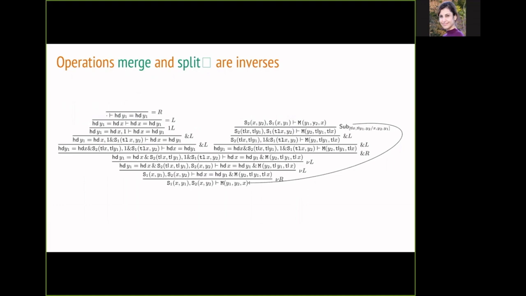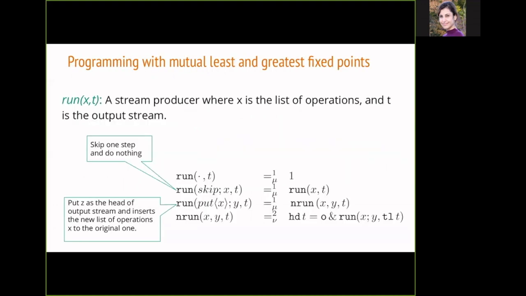Okay, so as for the next example, we can look at a more interesting one, which is run X T. This is a stream producer where X is a list of operations and T is the output stream. If X is empty, it just terminates. If the list of operations is skip and then X, it just skips the command and runs the rest of the commands. If the list of commands is put X, Y, it will go to a new state, which is defined as the greatest fixed point productively, and we call it nrun X Y T.